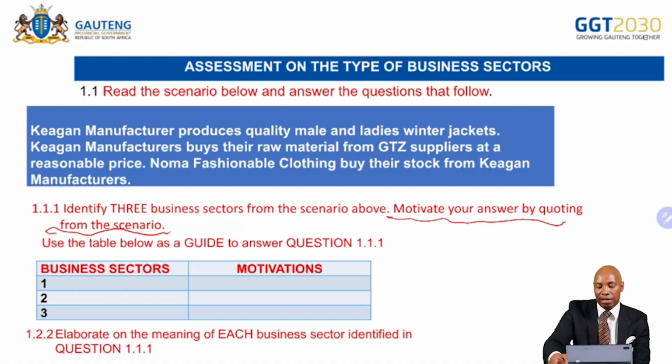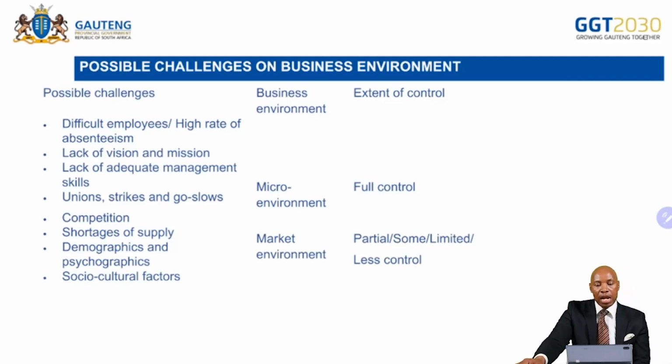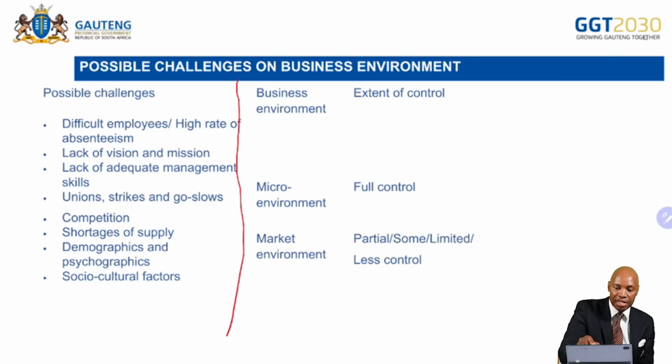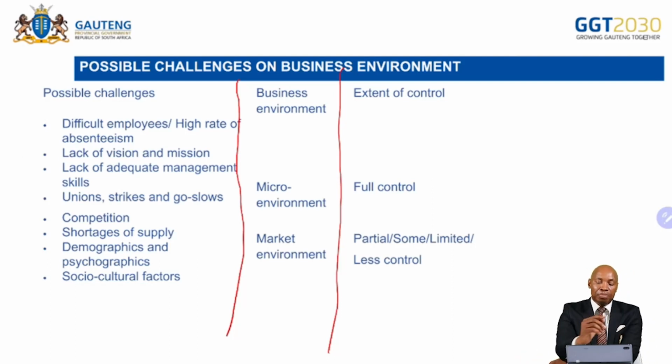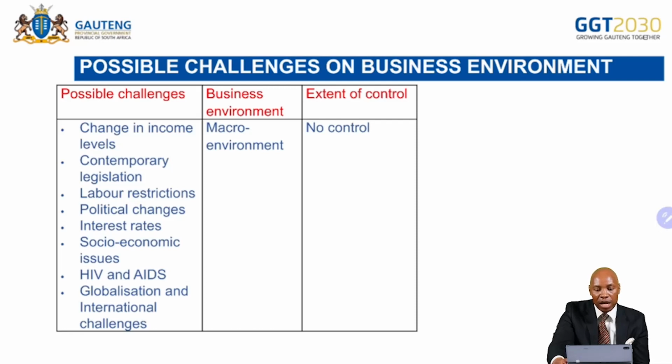Let's take it to another level. Now, you have the possible challenges on this different business environment and their extent of control. So it's important that you know the challenges and classify them according to the three business environments and tell the extent of control. Is it full control? Is it limited control? Is it less control? Is it some control? And so forth. But then I will take you to an activity where you will see.